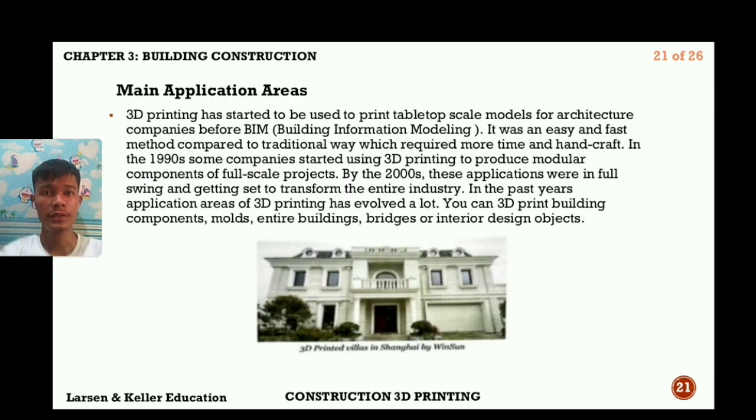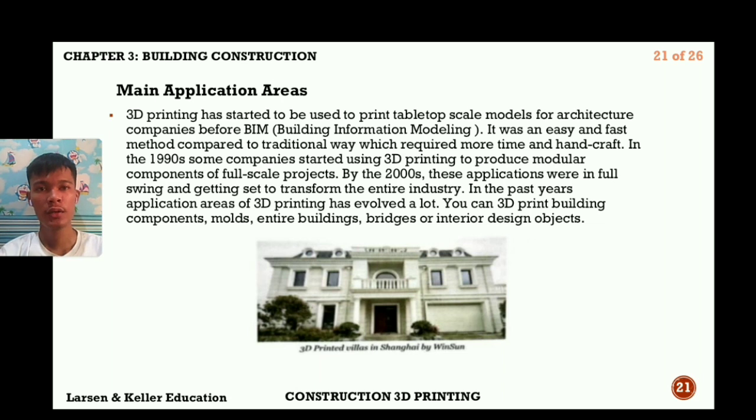Main application areas. 3D printing started to be used to print tabletop scale models for architecture companies before BIM, Building Information Modeling. It was an easy and fast method compared to the traditional way, which required more time and handcraft. In the 1990s, some companies started using 3D printing to produce modular components of full-scale projects. By the 2000s, these applications were in full swing and began to transform the entire industry.